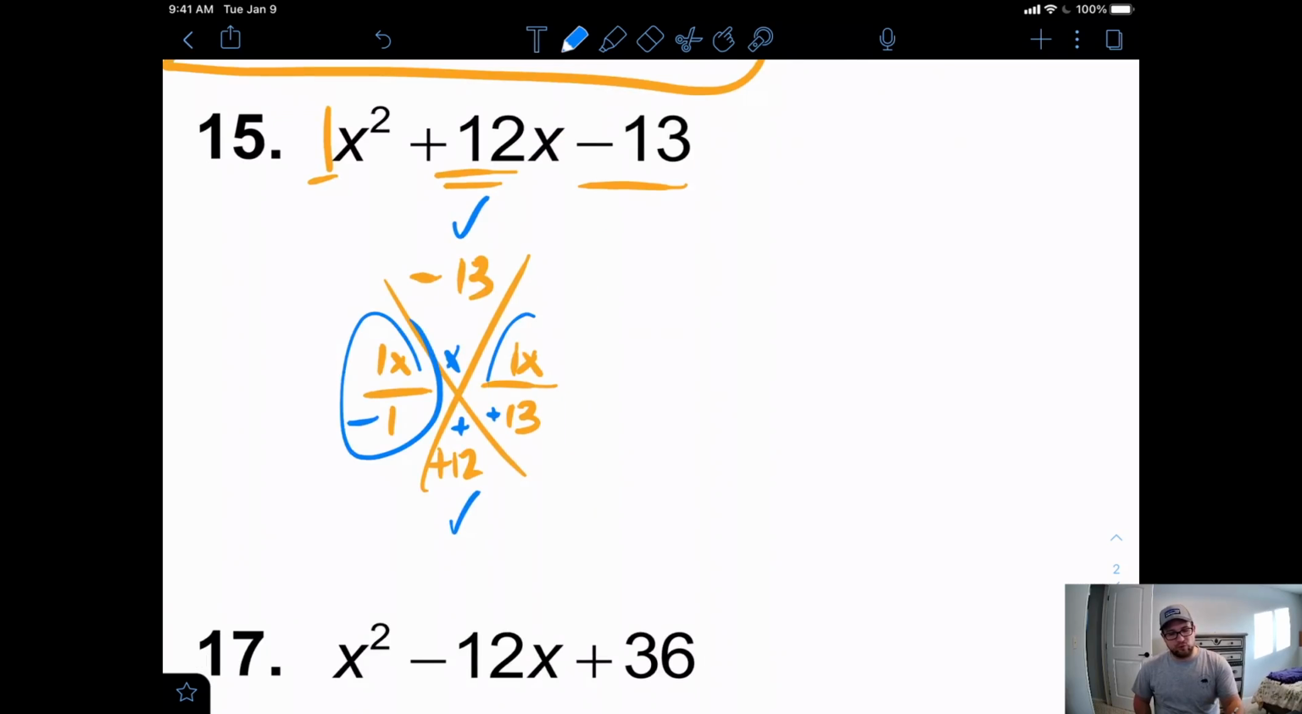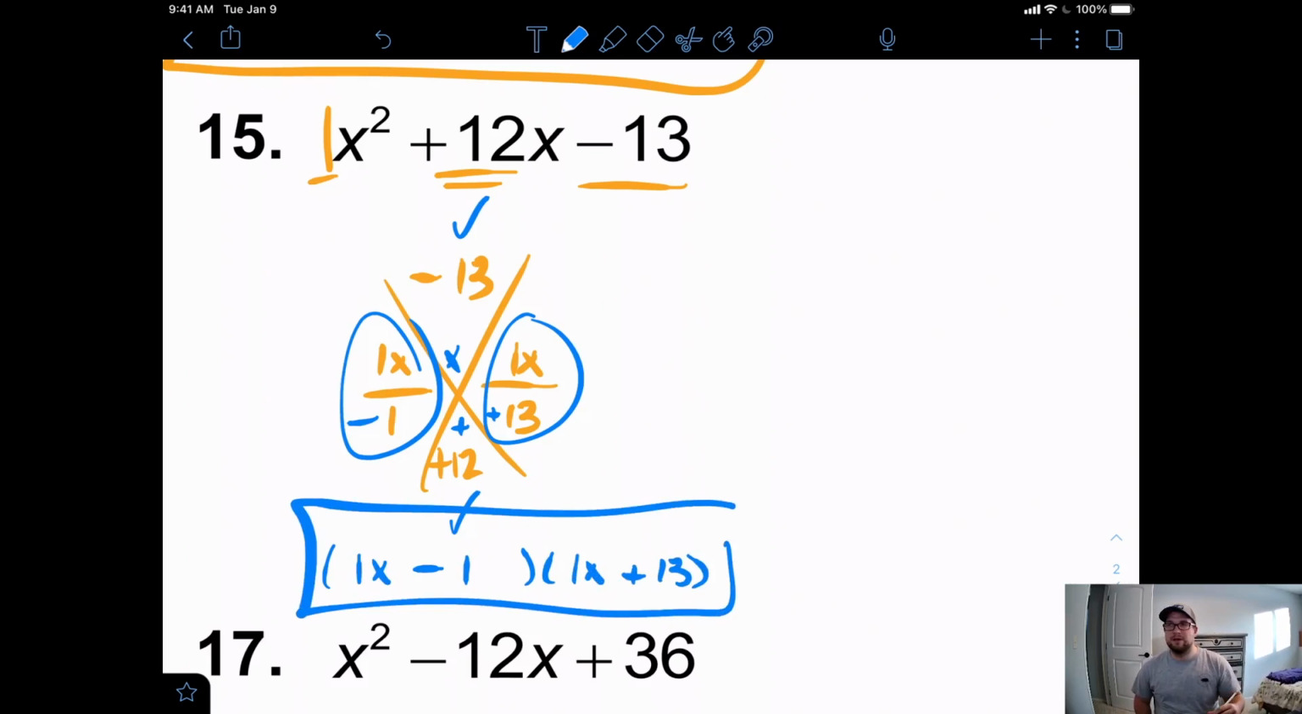Our numbers don't reduce in either one of the fractions, so my final answer will be 1x minus 1 and 1x plus 13. Great job.